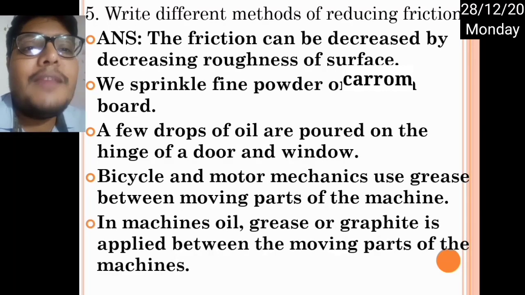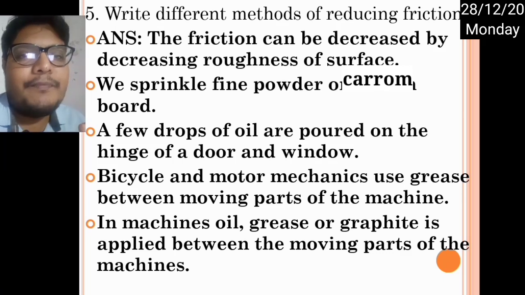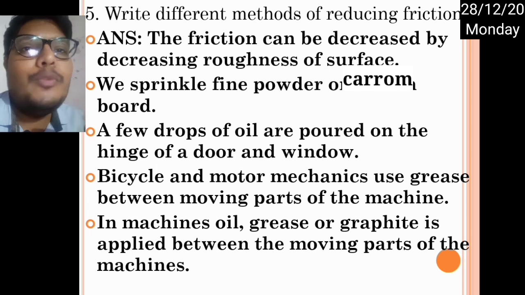See the next point. In machines, oil, grease or graphite is applied between the moving parts of the machine. There are many machines in the world, right? We are surrounded by many machines and there are many moving parts in those machines. To reduce friction, they use these things, which are also known as lubricants. Okay, so these are the points by which we can reduce friction.